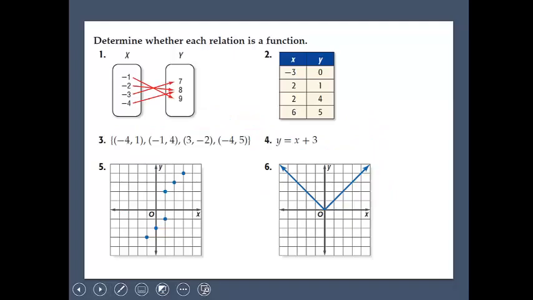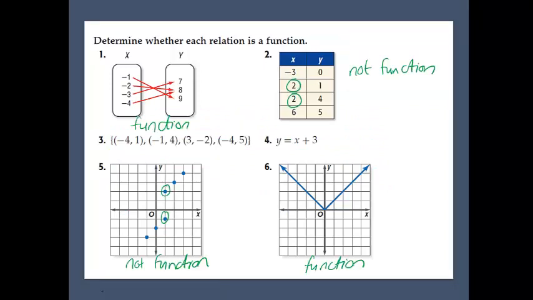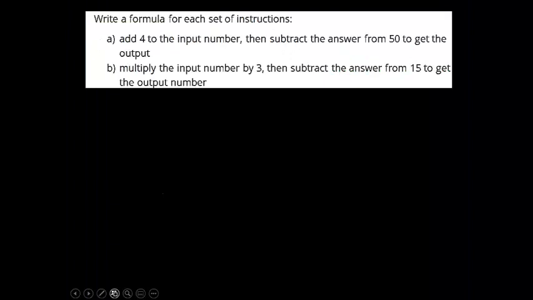Now we're going to do some guided practice. In the guided practice, you are going to look at the problem, attempt the problem on your own, and then come back and see the answers. On this page, they want us to write a formula for each set of instructions. So they're going to give us a word sum, and we need to write a mathematical equation.